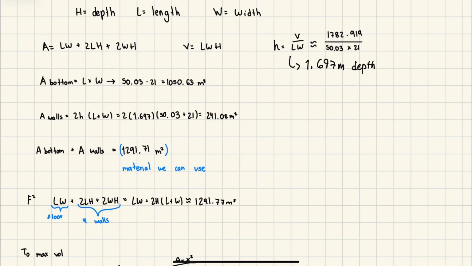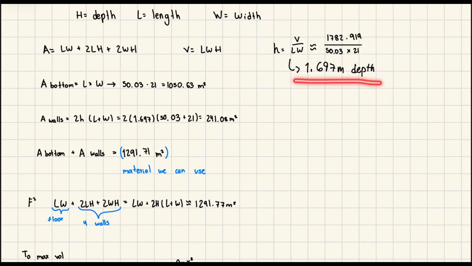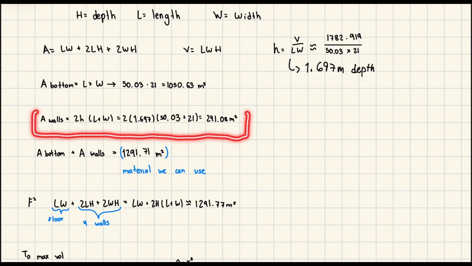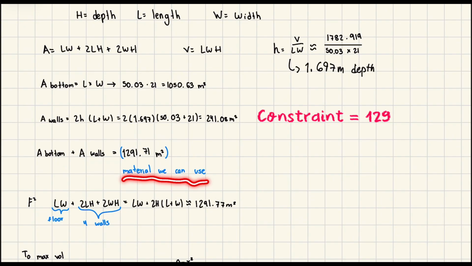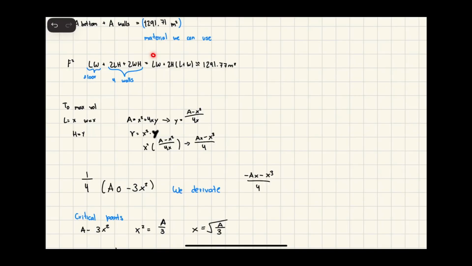And now to start with our optimization, we isolated H to get our average depth, because as you may know, the bottom of our pool is not flat. Here's our equation for the area of the floor and for the area of both walls, and we got this. This area is all the materials we can use. This is another way to get the equation of the area, and we want to maximize volume.